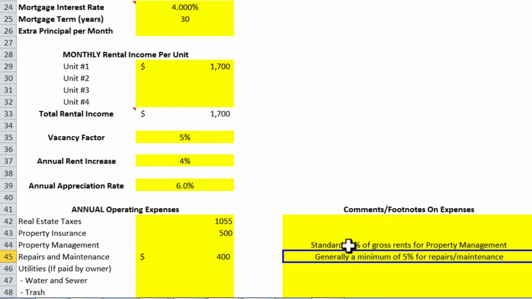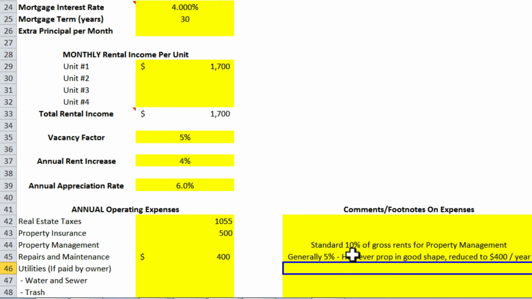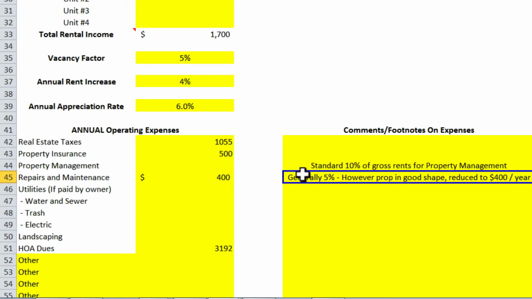Okay, great. So over here, you can see standard 10% of gross rents for property management, generally a minimum of 5% for repairs or maintenance. Let's put in a note here. Let's say generally 5%. However, the property is in good shape, reduced to $400 per year. We're just putting that in there as a note because once you begin to acquire properties, you might not remember when you go back and look at this 3 years from now, repairs and maintenance, only $400. Shouldn't it have been more? Put a note in here for yourself.